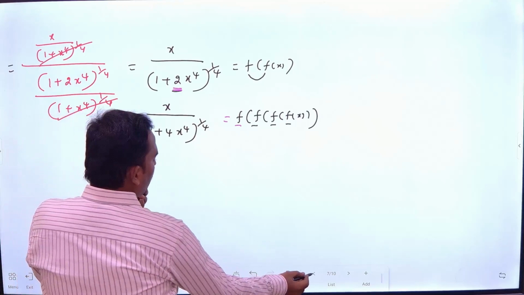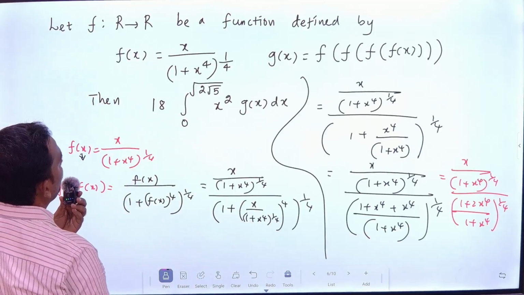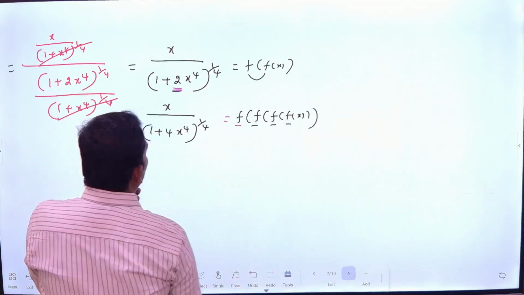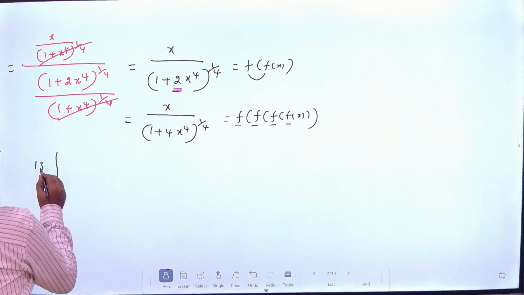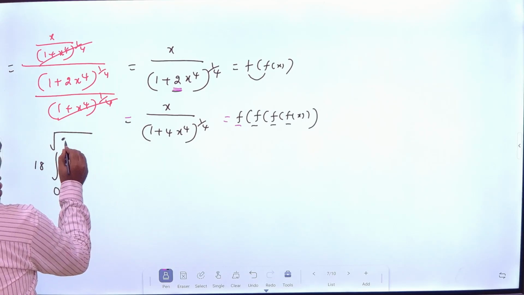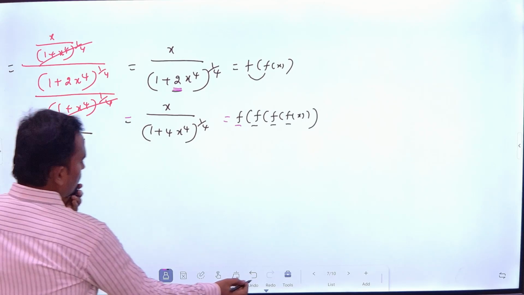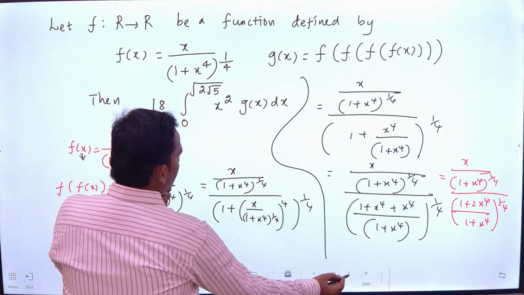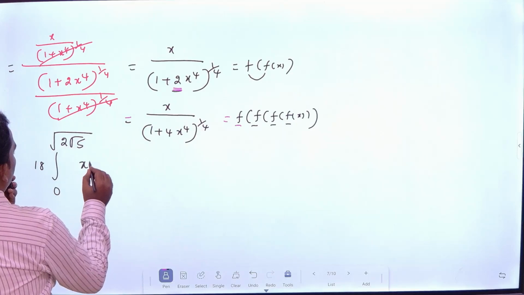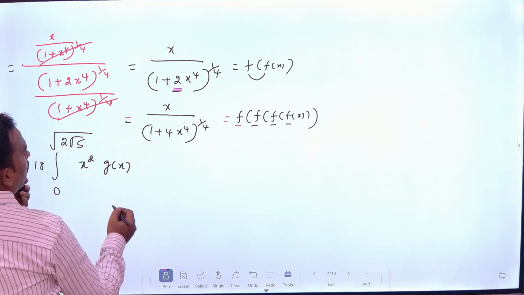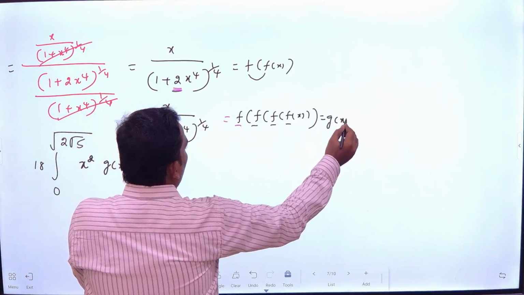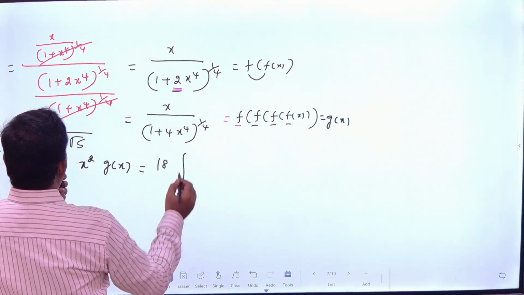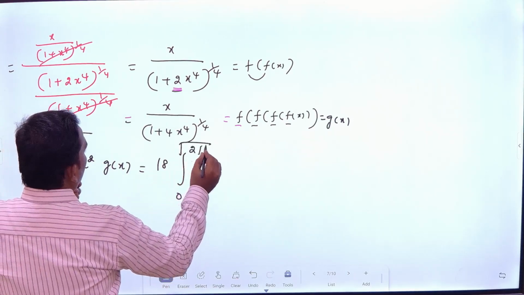So in the question they're asking 18 times the integral from 0 to 2 root 5 of x squared into g of x. This is g of x. Then you can take this quickly: 18 times the integral from 0 to 2 root 5.